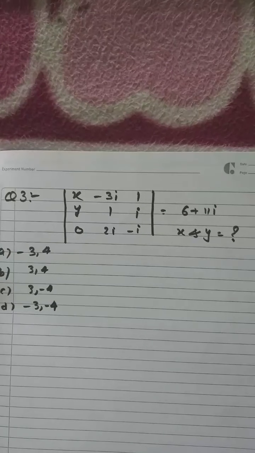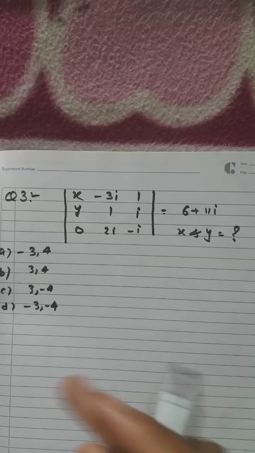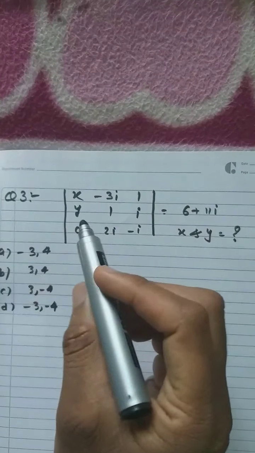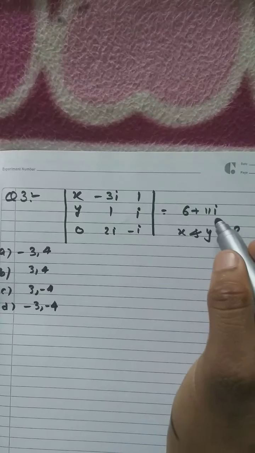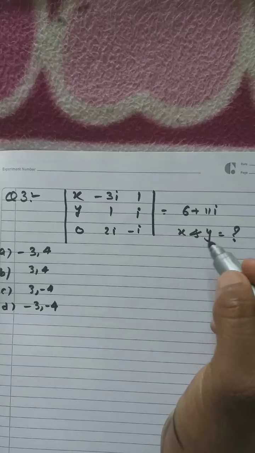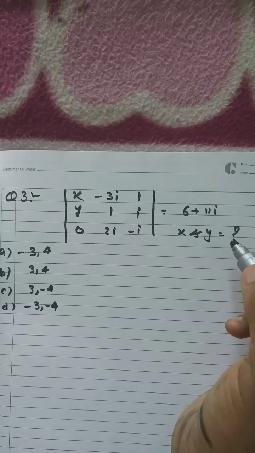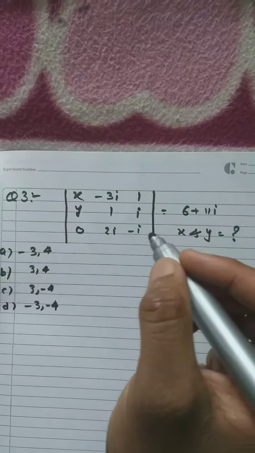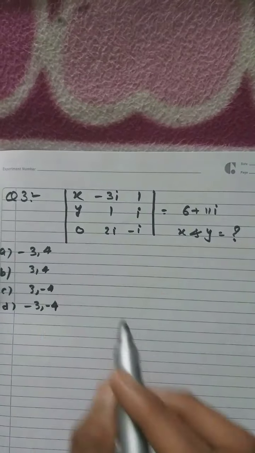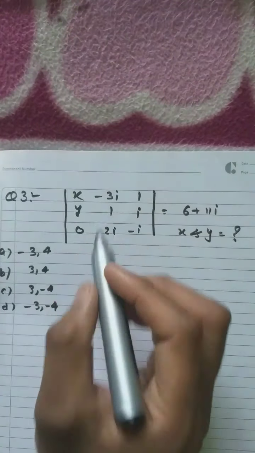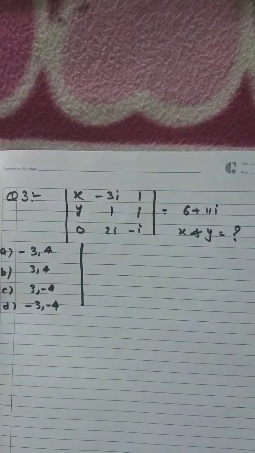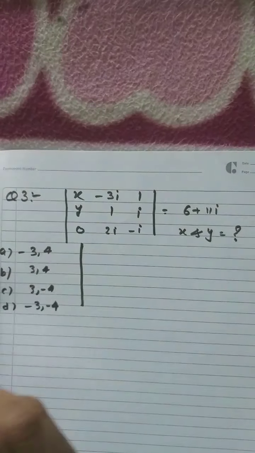Question number 3 from NDA 2019. We have the determinant of order 3 by 3 equal to 6 plus 11i. We have to find the value of x and y. This problem is based on complex numbers. We can expand this determinant with respect to any row or column.